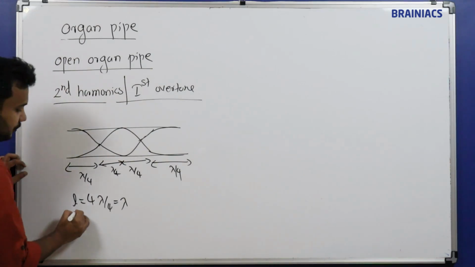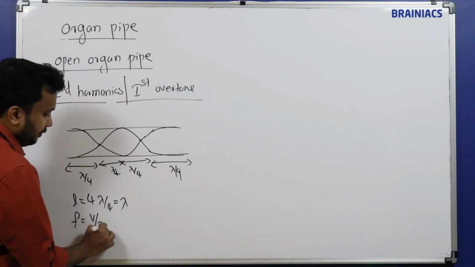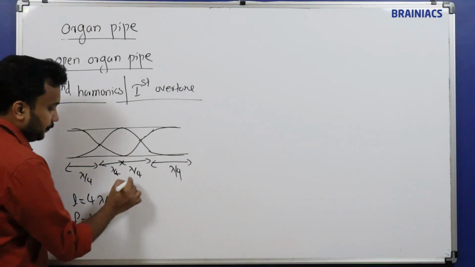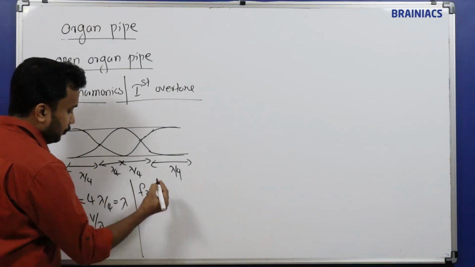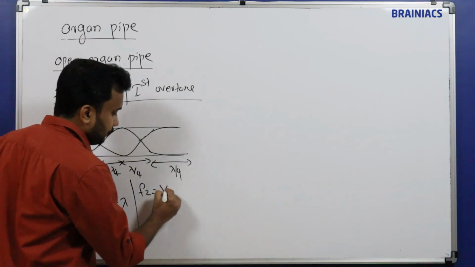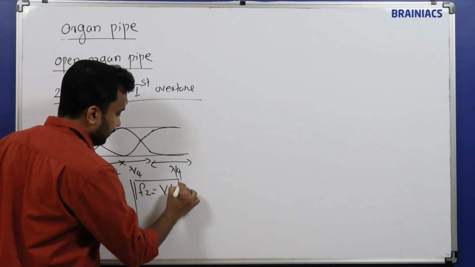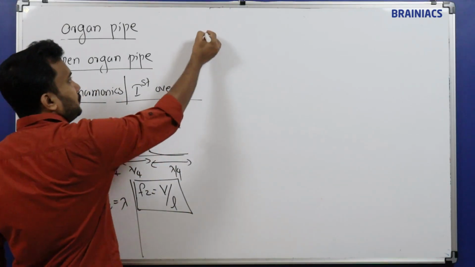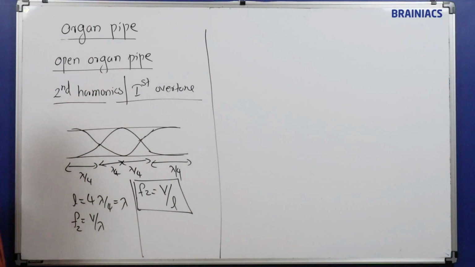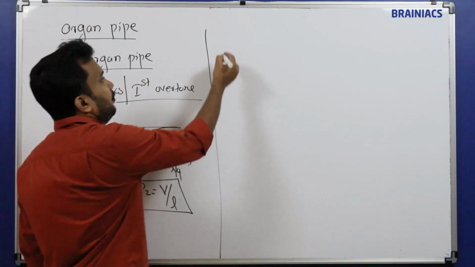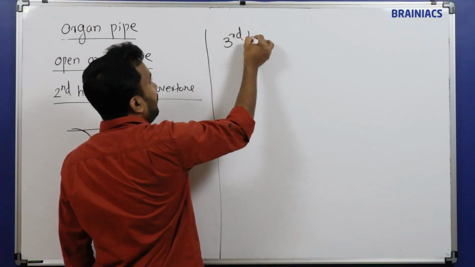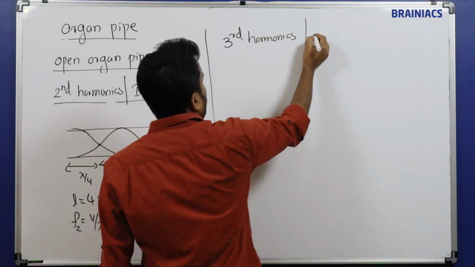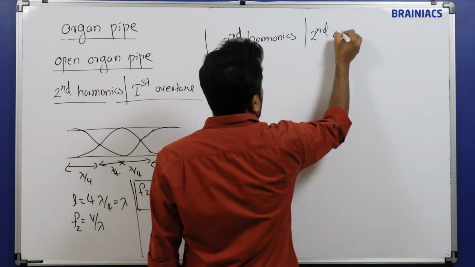Now what is the frequency equation? Frequency will be equal to V by lambda, and this is the second harmonic, so let's put it as F2. F2 will be equal to V by lambda, which is equal to V by L. This is called the second harmonic or first overtone. So let's go ahead with the next one. Next one is the third harmonic, followed by the second overtone.